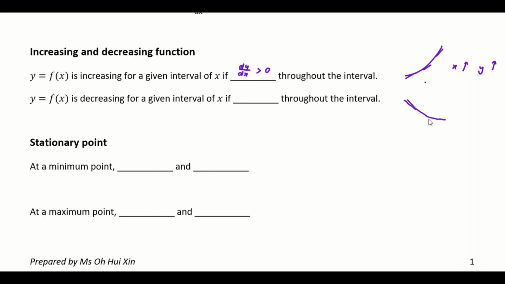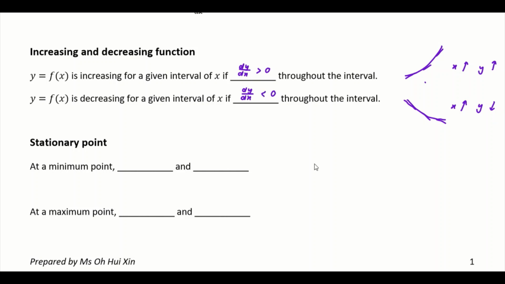All the tangents that you try to draw here will have a negative gradient. So when x increases, you can definitely see that the y is decreasing. So that's why all these tangents will have a negative gradient, and that's why dy/dx will be negative throughout the interval.